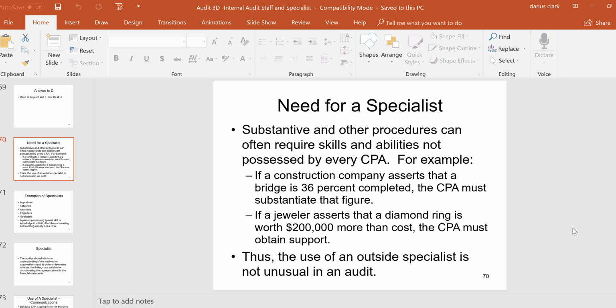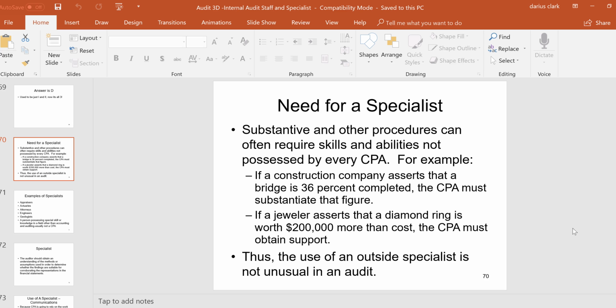Now, what if the specialist disagreed with the client and said, yeah, they're closer to about 6% than 36% complete? That's a different story. Now that might cause us to lower our opinion on the financial statements from unmodified to something less. Now we would mention the specialist in our audit report. So when we get to reporting, we'll talk about how we might have to change our opinion because of that, and then of course mention it in the report somewhere that the specialist disagreed with the client's assertion on what percent complete. So we changed our opinion.